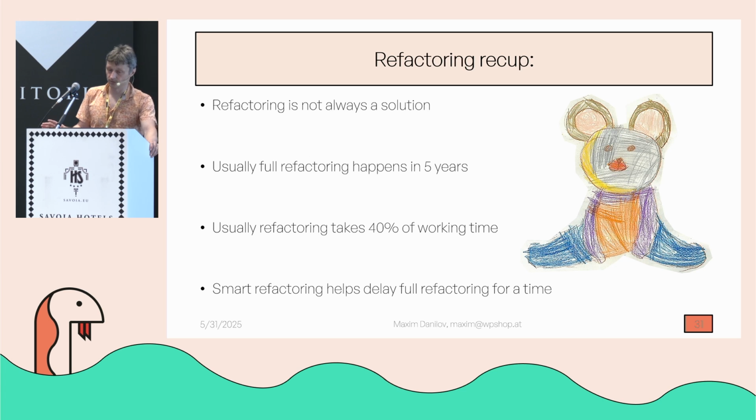Okay, refactoring recap. Refactoring is not a solution, but it can be a solution. Usually full refactoring happens in 5 years, and usually refactoring takes 40% of working time. And smart refactoring helps us delay full refactoring for a time. If we change fewer files, complexity grows not too fast.